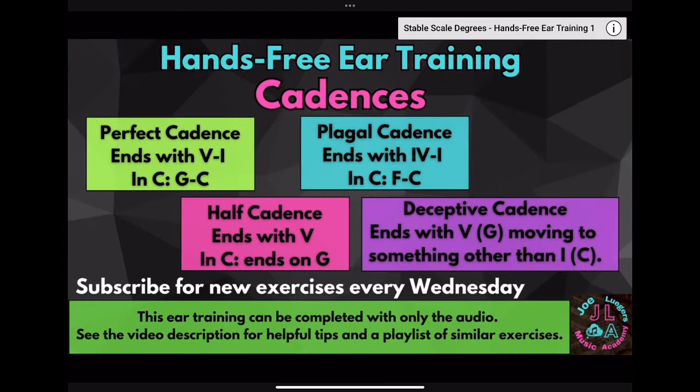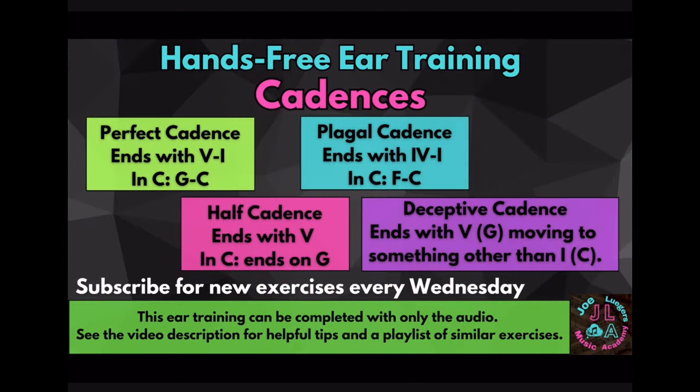I will play a series of chords in C major. Please identify those chords as a perfect cadence, plagal cadence, deceptive cadence, or half cadence. The answer will be spoken after the bell, as well as the Roman numerals and letter names for those chords. Perfect cadence. The chords were C, G, C, or 1, 5, 1.